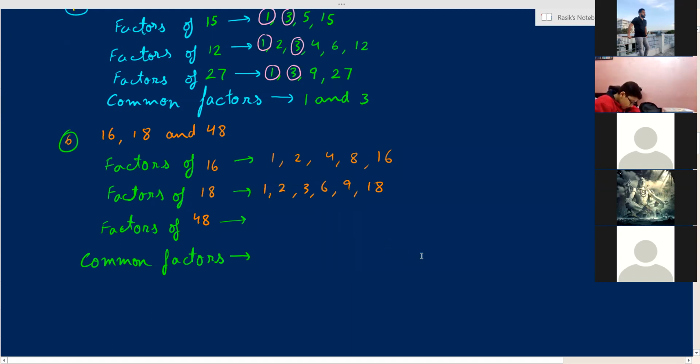Nothing, beta, I am making some space. Factors of 18: 1, 2, 3, 6, 9, 18. Factors of 48: 1, 2, 3, 4, 6, 8, 12, 16, 24, 48. So many factors.